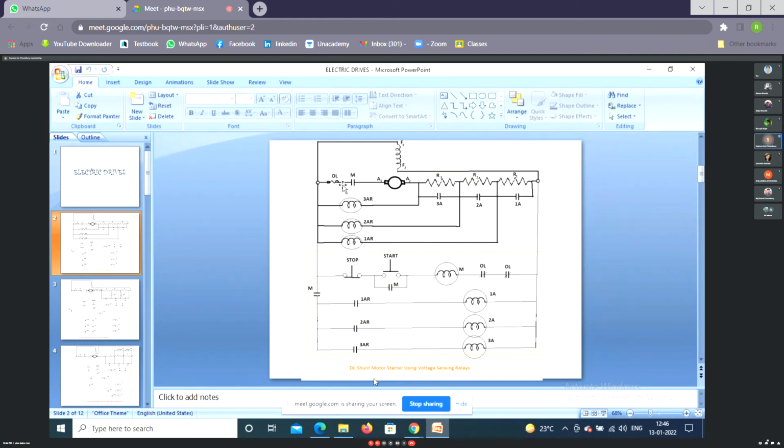So now the armature will get supply with two resistances in series. So the supply will be like this.